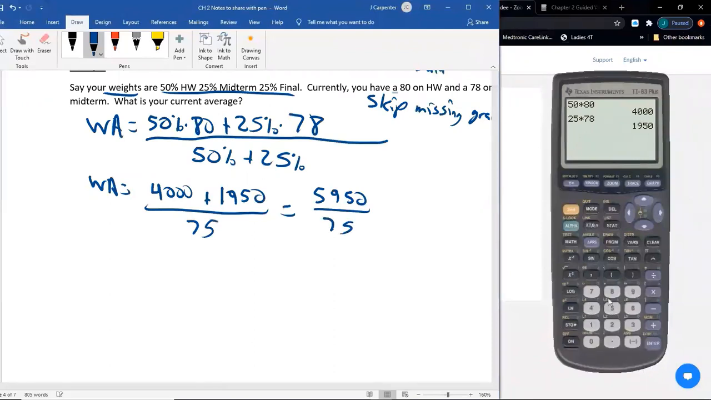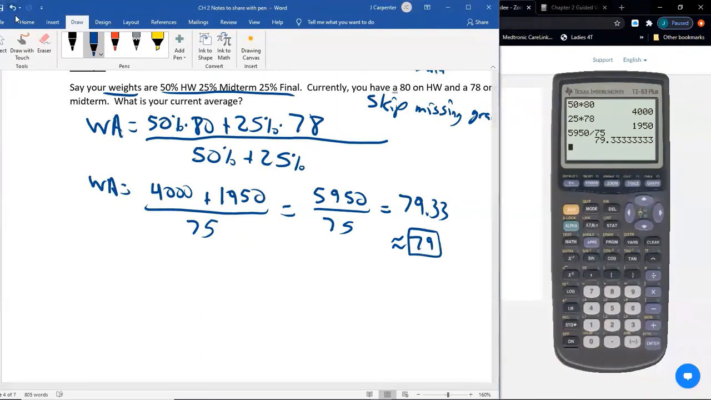Divided by 75. So let's do that division. 5,950 divided by 75. And we get 79.3, and then it's 0.33333. I could write 0.33 if I wanted to, or 0.3 or 0.3 bar, whatever my math lab tells you to round to if this was an actual assignment. In terms of your actual grade, we know teachers only deal with the whole numbers, so your grade would be a 79. So that's our weighted average.